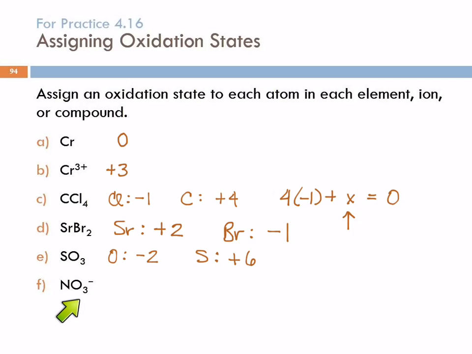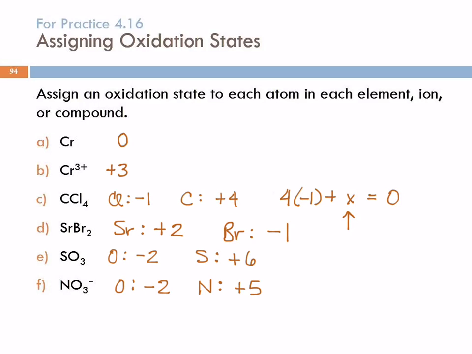How about NO3-? Yeah, oxygen wins again. Oxygen gets to be -2. There's 3 -2s, that's -6. Overall, we need to have a -1 charge. So the nitrogen is what? +5. Does nitrogen form a +5 ion? No, it doesn't. It's okay. This is made up.